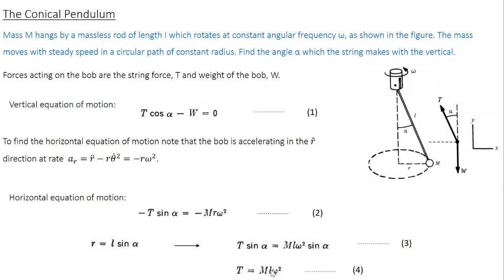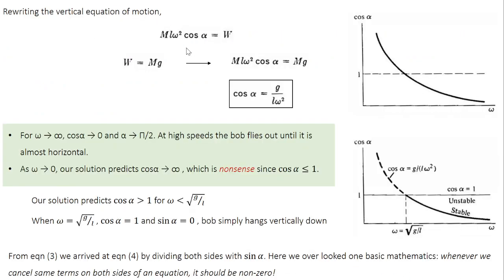Now using this result, you can rewrite the vertical equation of motion. Instead of T, you can write m L omega square. So the vertical equation of motion becomes m L omega square cos alpha equal to W. Weight is nothing but mass into gravity, mg, right? So m L omega square cos alpha equal to mg, or cos alpha equal to g by L omega square. So we are asked to find out what is alpha. Alpha is going to be cos inverse of g by L omega square.